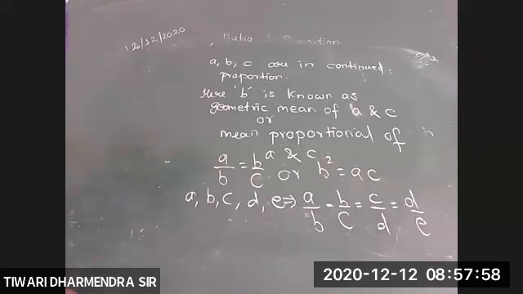So hope you understood the concept of continued proportion. Continued proportion means B is the geometric mean of A and C, similarly mean proportional of A and C, and so on. And we have generalized it. So now let's apply this concept on some problems, which will help us understand this concept in a better way.